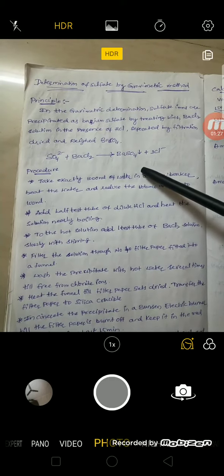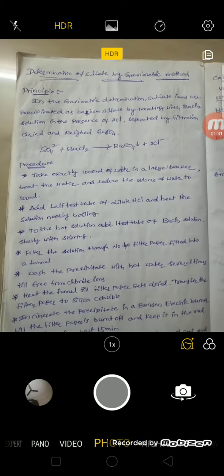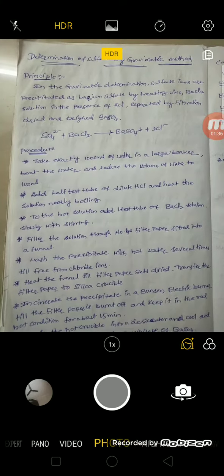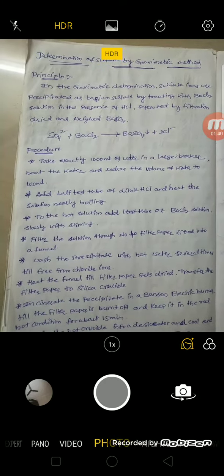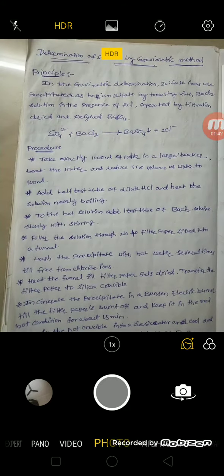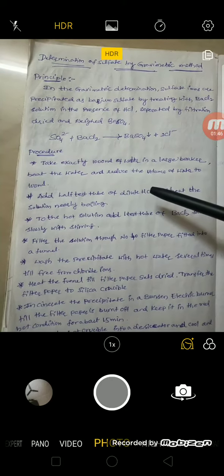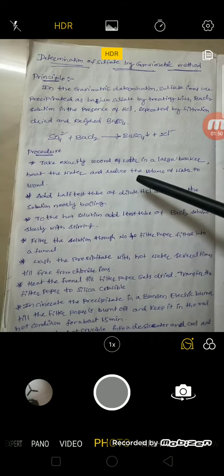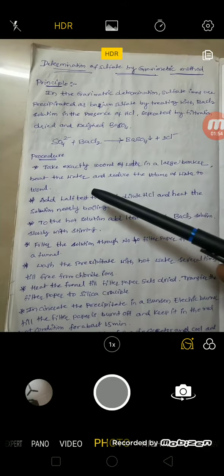This is the method. In this method, the procedure involves taking 1000 ml of sulfate-containing water sample in a large beaker. Then we must heat the solution until the volume of the water sample is reduced to 100 ml.